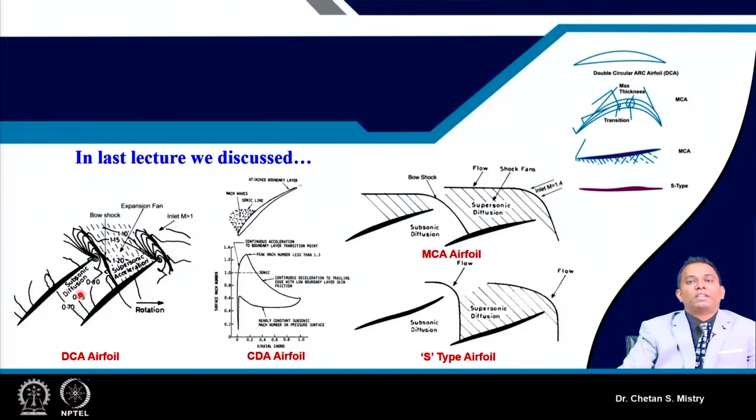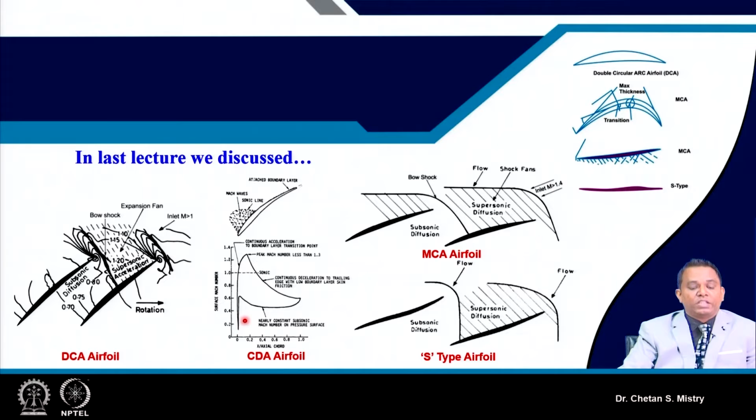During the 70s and 80s this worked fine and was mostly used. Even today, many fans and compressors use double circular arc aerofoil. Then, in order to have systematic management of the flow in terms of shock formation on the blade surface, using computational tools, the controlled diffusion aerofoil was developed.